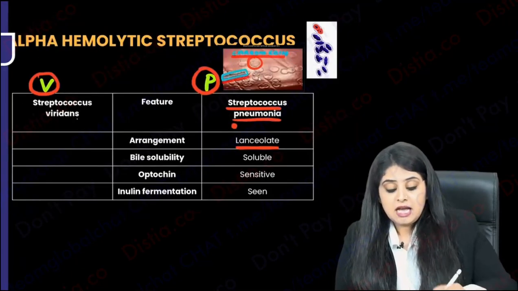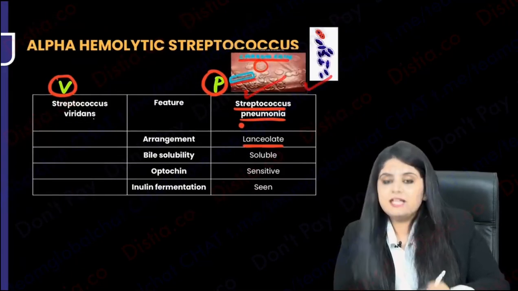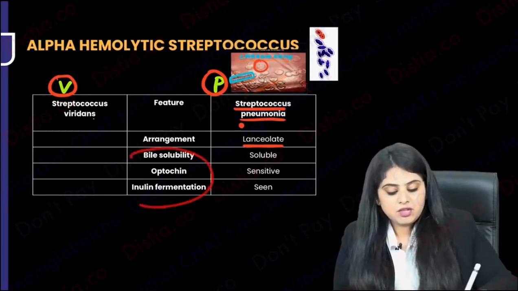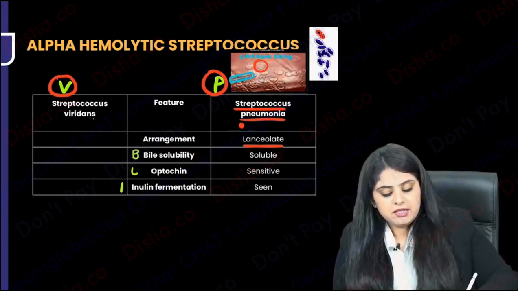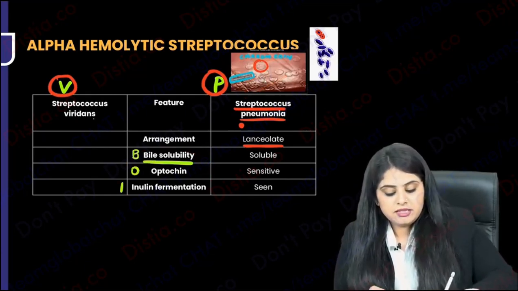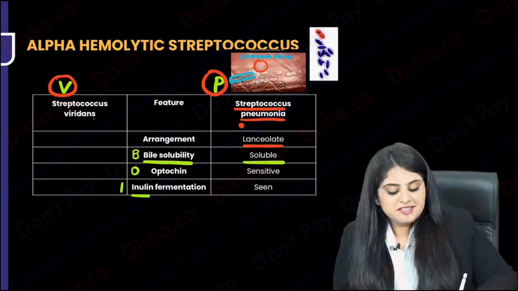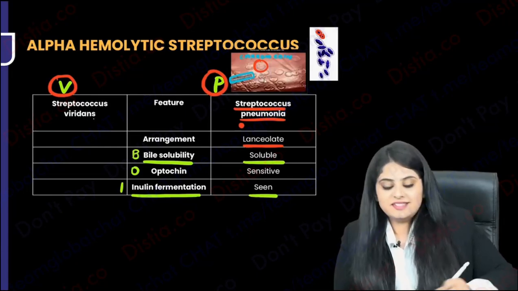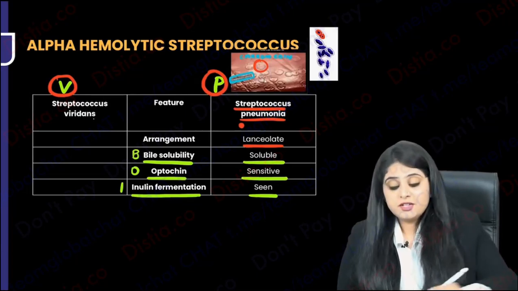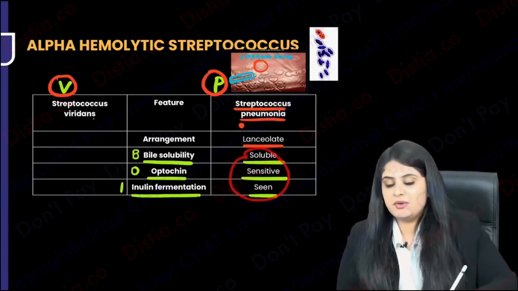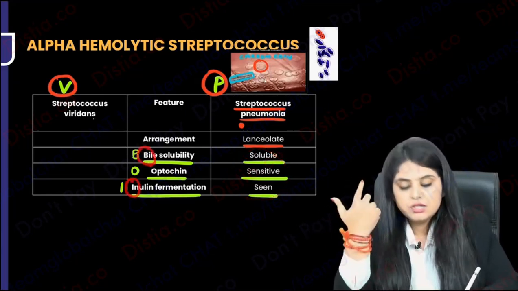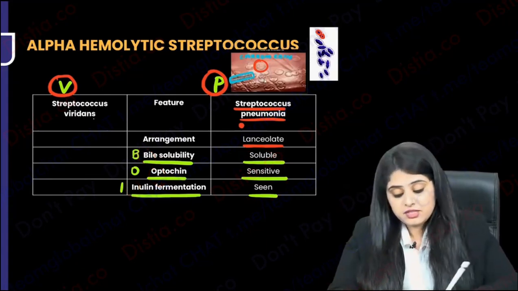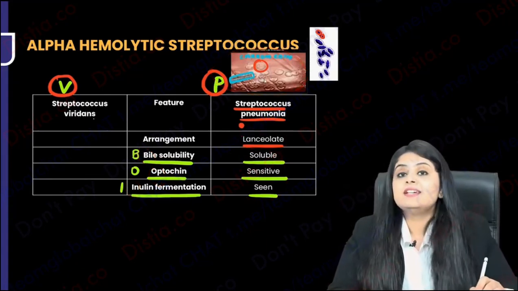So you'll say, fine ma'am, how will I get a license to play Carrom in my department? I will say, whatever your HOD says, you say yes. If your HOD says you will do bile solubility, you will say yes. If he says you will do inulin fermentation, you will say yes. If he says you will show optochin sensitivity, you will say yes. Whenever you say yes, yes, yes to everything, bile solubility, inulin fermentation, optochin, you will get the license to play Carrom, right?